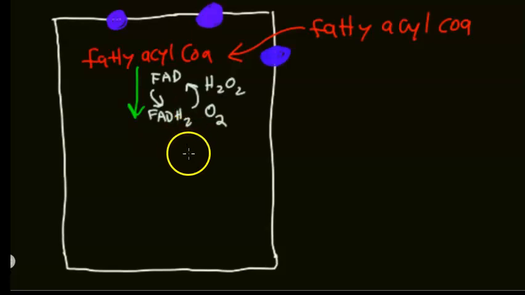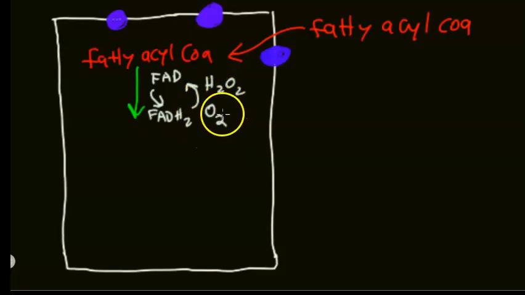So the FAD still picks up the hydride ions to make FADH2 in this oxidation step. But the FADH2 normally takes the electrons to the electron transport chain where it's reoxidized back to FAD. But peroxisomes don't have the electron transport chain, so they cannot make any ATP there. What's going to actually happen is that the FADH2 is converted back to FAD, and it's going to give the two H's to oxygen to make H2O2, hydrogen peroxide.